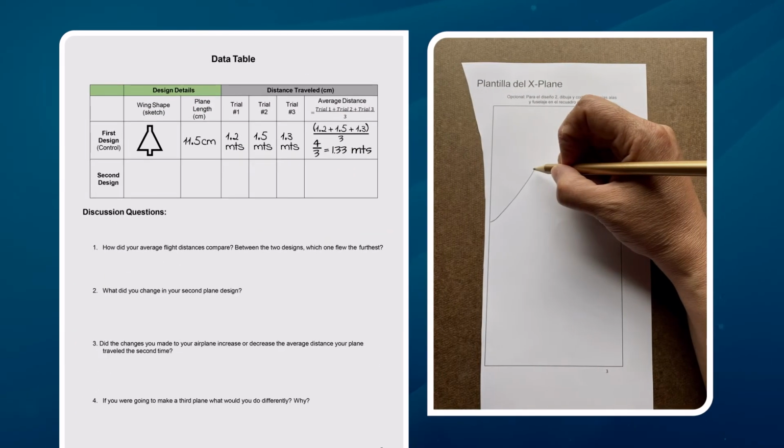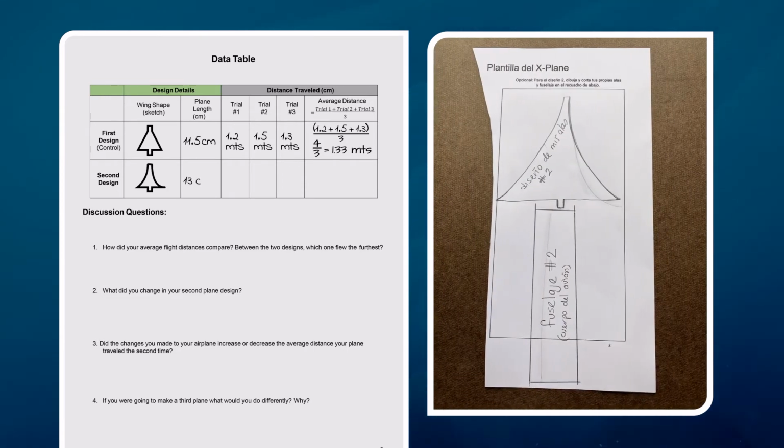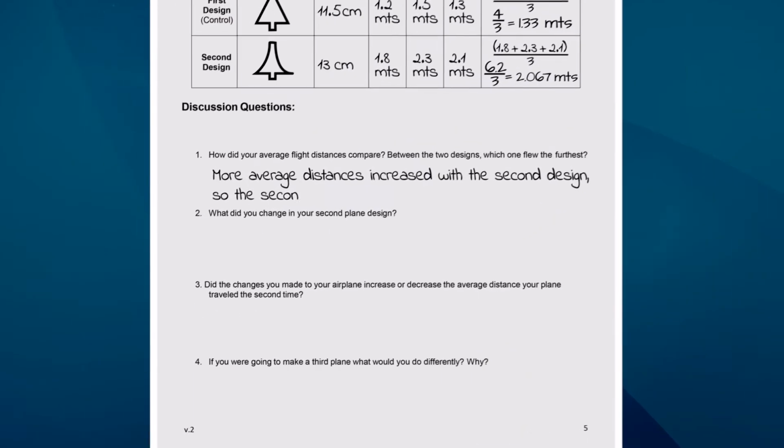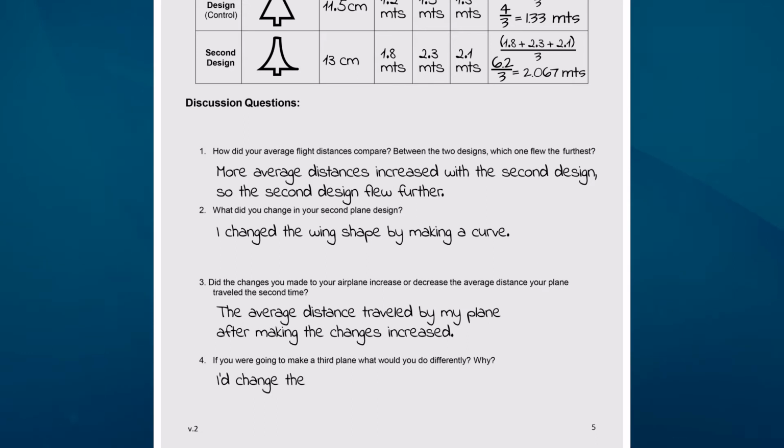Then, it's time to make your second design. In my case, I modified the wing geometry of my plane. Remember to modify only one variable at a time. And the design that covered a greater distance was my second design, with an average distance of 2.067 meters. How did your average flight distances compare? Between the 2 designs, which one flew the furthest?